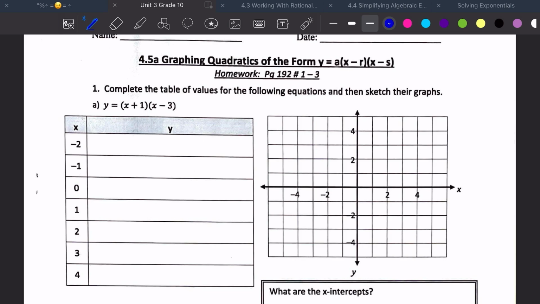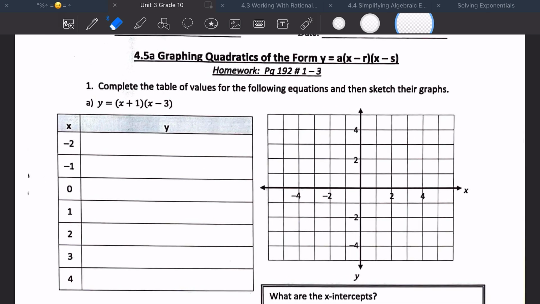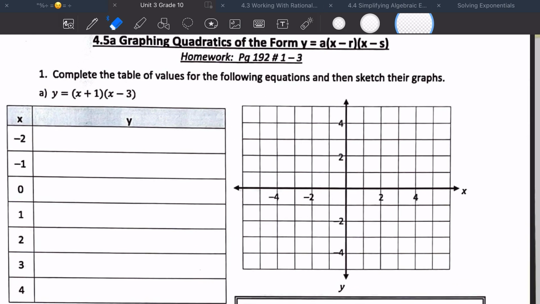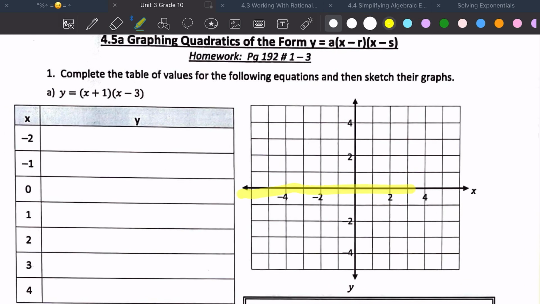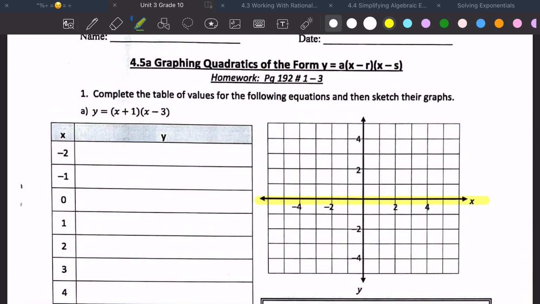Vertex form tells you about the vertex, right? And you can easily identify it from the equation. The last form you're going to learn is called factored form, which brings back factoring from the last unit. It helps us identify where we are crossing the x-axis. The x-axis is this line. Where are we crossing this line, right? Are we all good?